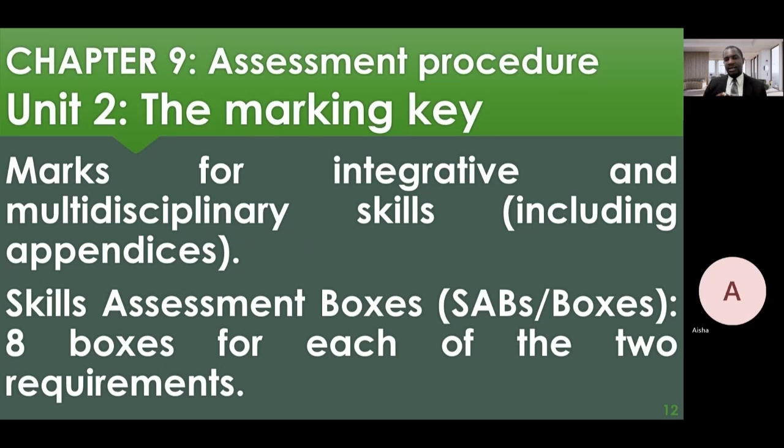So the skills assessment boxes, which is SABs, we have 8 boxes, and I've shown you in the past, in the mock exams, and in several past questions we've treated on my YouTube channel. If you look at the playlist area of the YouTube channel for past questions, you'll see that I use this marking key graphically. And the 8 boxes are very important.